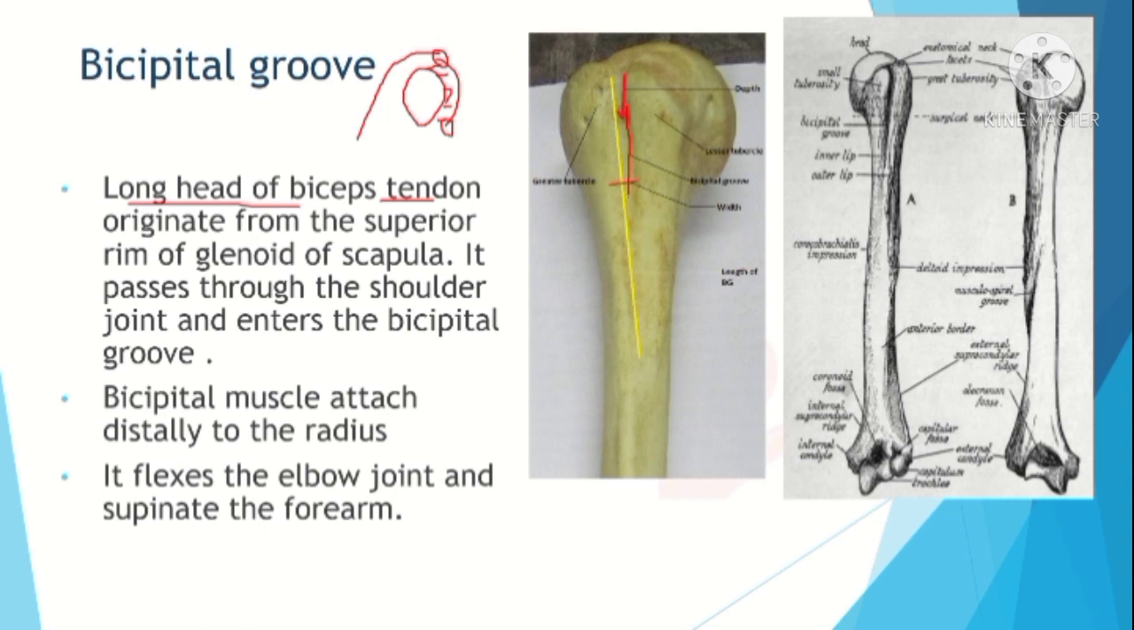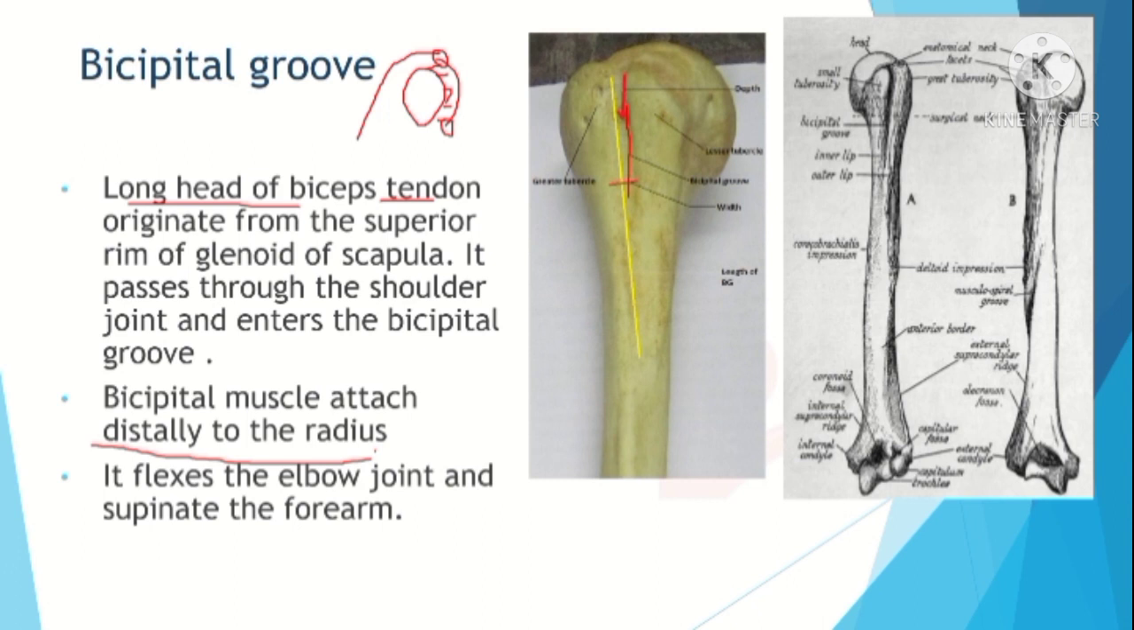Now we learned about the origin of the biceps muscle. So there will be a big question: where does it insert? It inserts to the distal part of the radius. Radius is the bone in the forearm region. It flexes the elbow joint and supinates the forearm. What flexes the elbow joint? The biceps muscle. What is the function of this muscle?